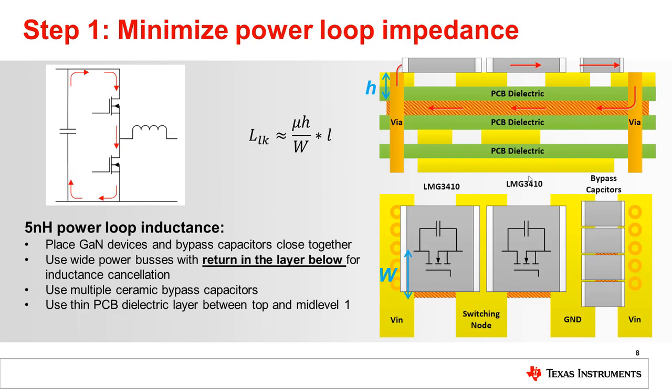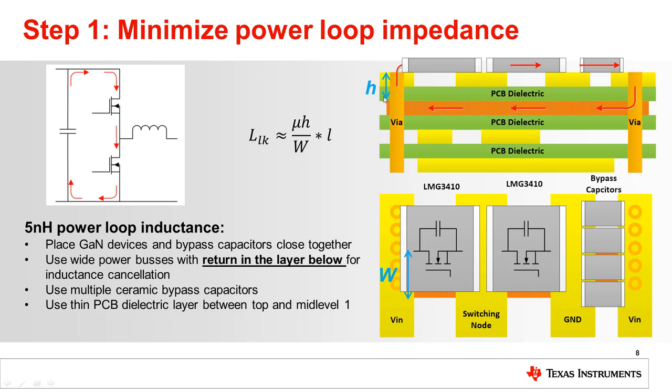Step 1 is to minimize the power loop inductance. The leakage inductance is proportional to the length of the trace. Looking at the figure on the top right, our 2 GaN devices and the bypass capacitors form a high-frequency power loop, and we want to place the GaN device and bypass capacitors close together to minimize the power loop length.